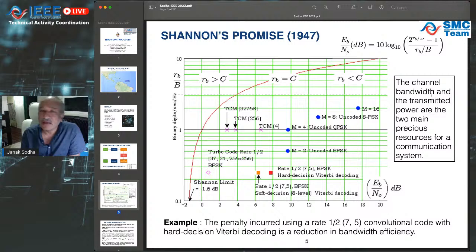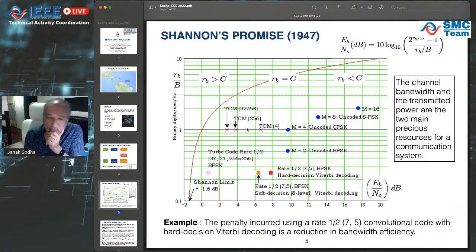Some of the points that I've made here is that the channel bandwidth, this is the capital B, and the transmitted power, which is this ratio of Eb upon N naught. N naught is the single-sided noise power spectral density. Eb is the energy per binary digit. They're the 2 main precious resources for a communication system.